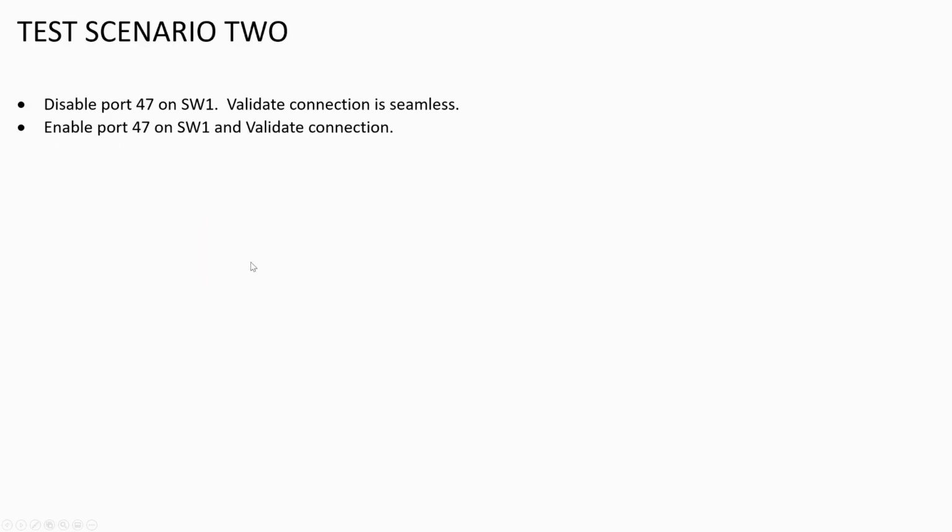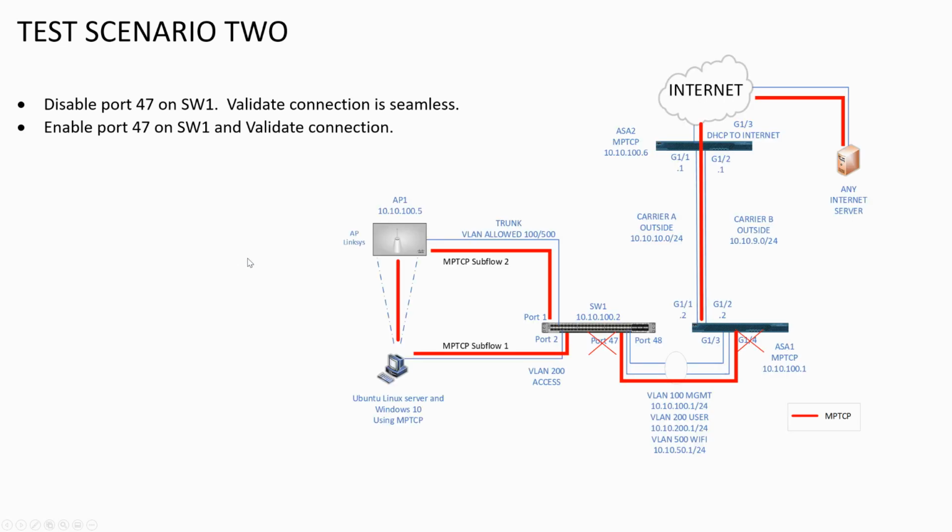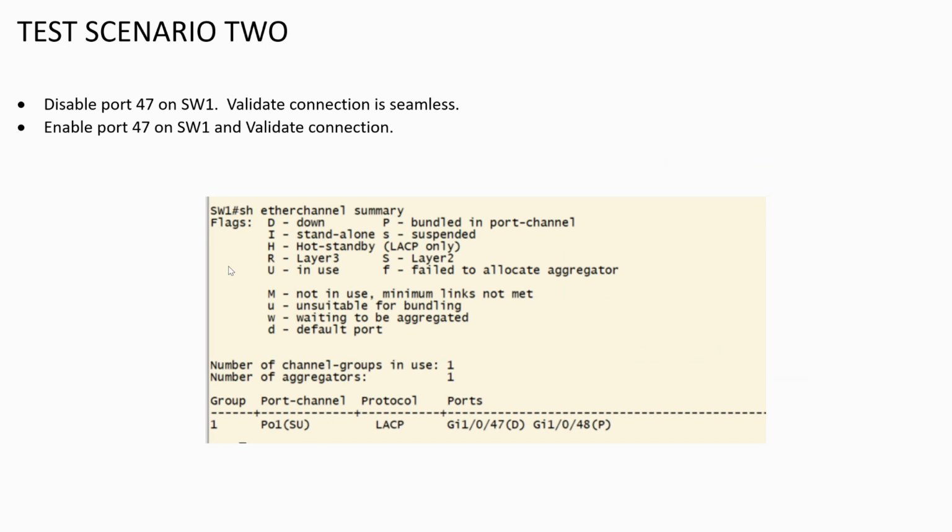In test scenario number two, I performed a failover test on the EtherChannel that combined two physical links from switch 1 to ASA 1. So what we've done here is we disabled port 47 on the switch, as depicted in this image, and we validated the video stream, and we noticed that there was no connection failure. Now, this is normal due to the behavior of the port channel technology. Essentially, it aggregates multiple physical interfaces into one logical interface, and it increases the throughput between the two endpoints.